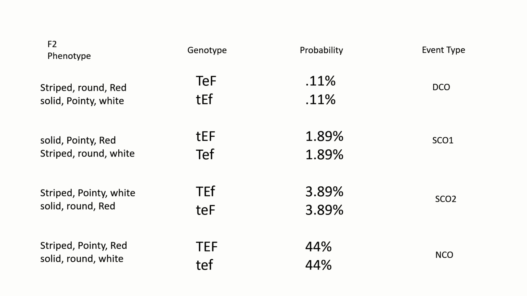Here we have a chart showing the phenotypes, genotypes, probabilities, and event types for each type of crossover. As you can see, a no crossover event has the highest probability at 44, while a double crossover event has a very low probability at 0.11%. It is worth noting that a single crossover 2 event has a higher probability because the distance of the R2 sector is greater than that of the R1.